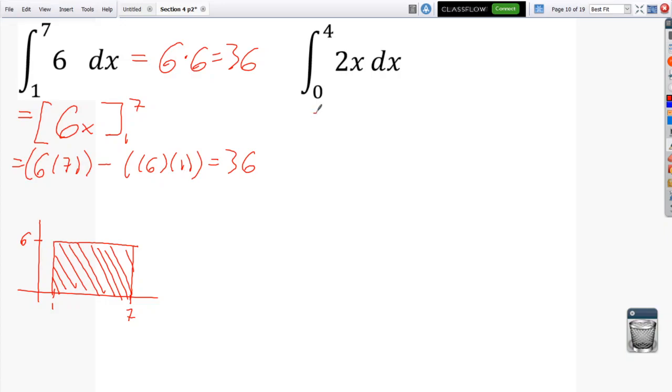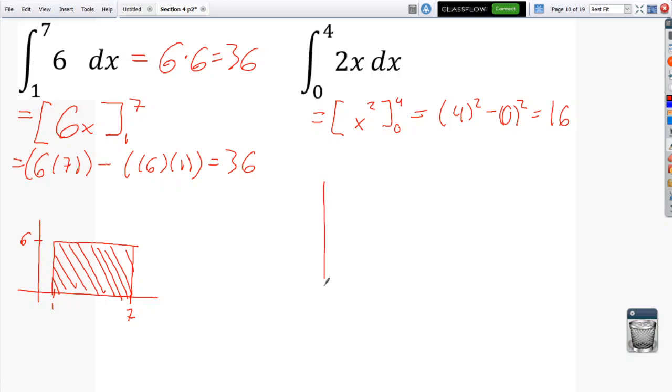Again, over here, I can take my antiderivative. What gives me a derivative of 2x? Well, that one's pretty easy for me. I don't know if it is for you, but x squared differentiates down to 2x. And I'm going from 0 to 4. So this is going to be 4 squared minus 0 squared, which would be 16 minus 0. That's just going to give me 16.